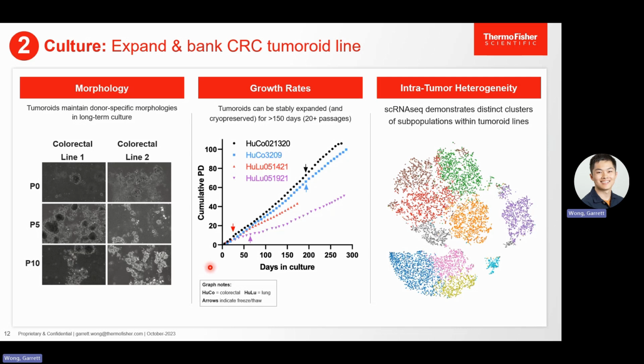Also, one of the criteria that we alluded to in the previous slide is the doubling time. Here's a graph of the cumulative population doublings seen in the culture across many days in culture. You can see that there are stable growth rates between both the 2 colorectal lines here, the HUCO lines, and the 2 lung lines here as well, the HULU lines.